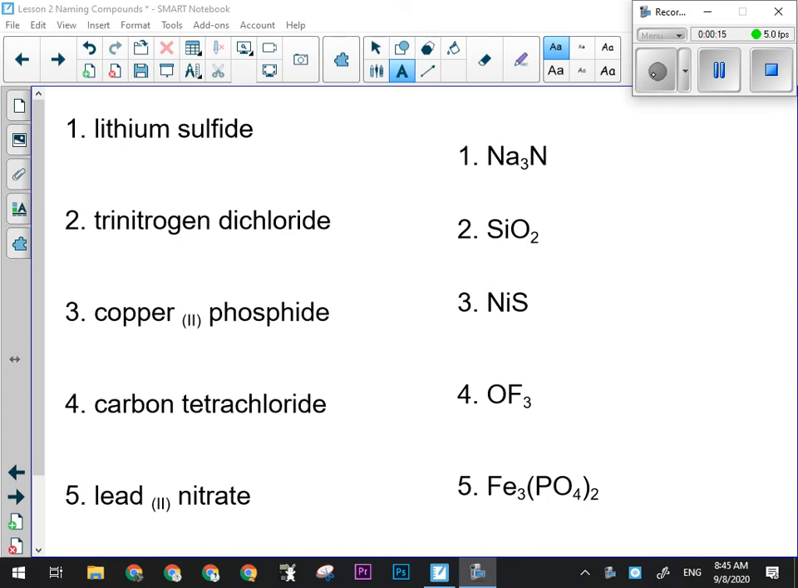Our first step, regardless of whether we're in column A or column B, is to decide whether it's ionic or molecular, and then go with the appropriate rules. If it's ionic, does it need Roman numerals? How do we figure that out? If it's molecular, obviously we use the prefixes. If we've got a polyatomic ion, what do we do with that? All of that kind of stuff.